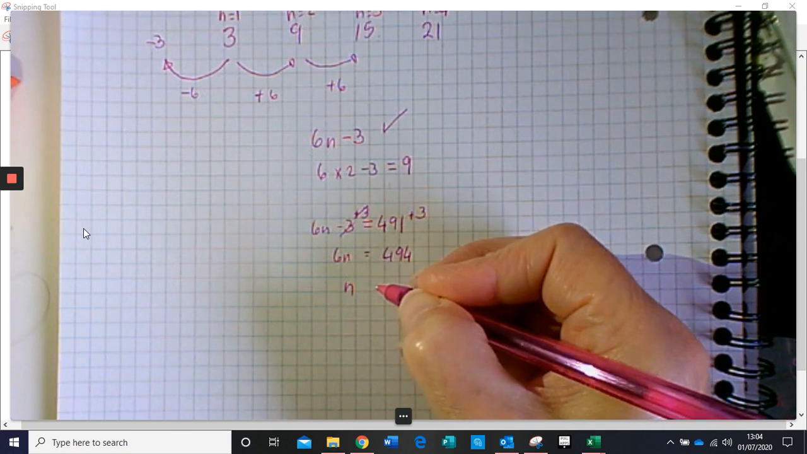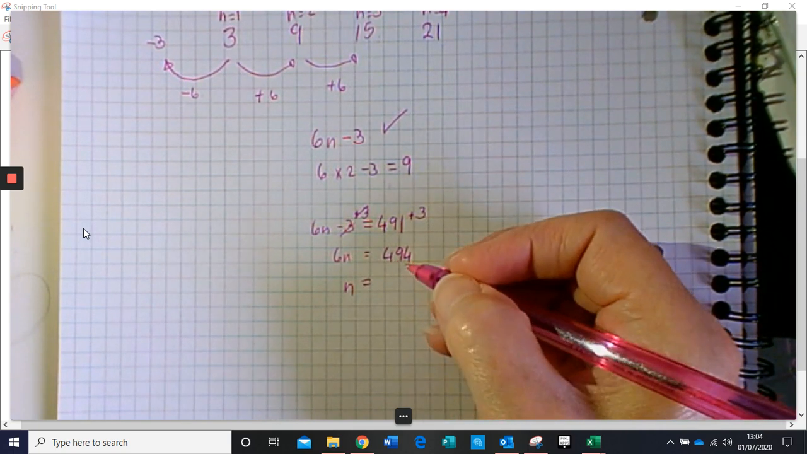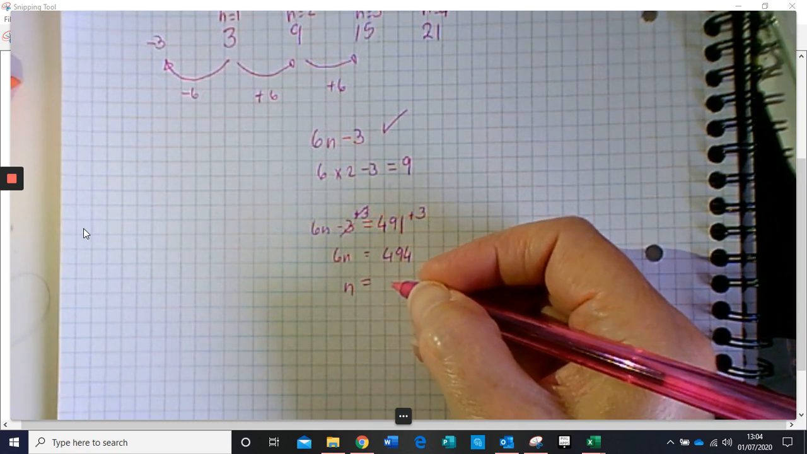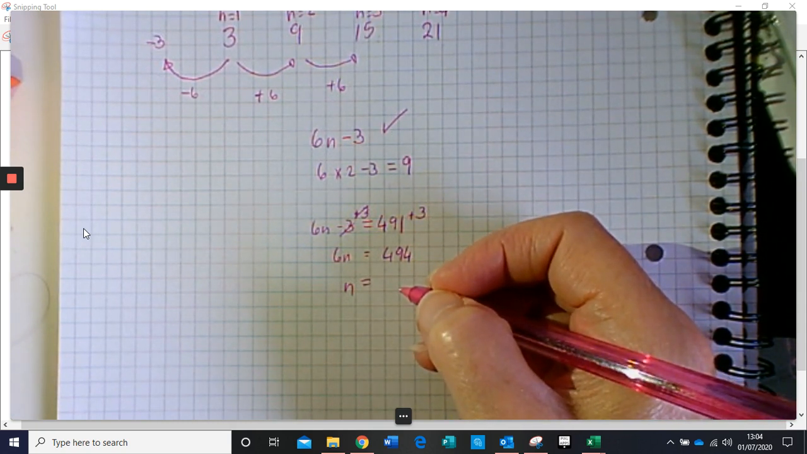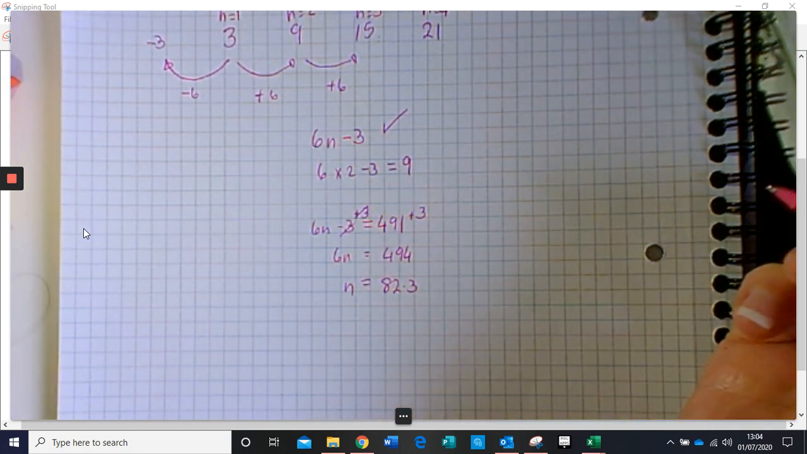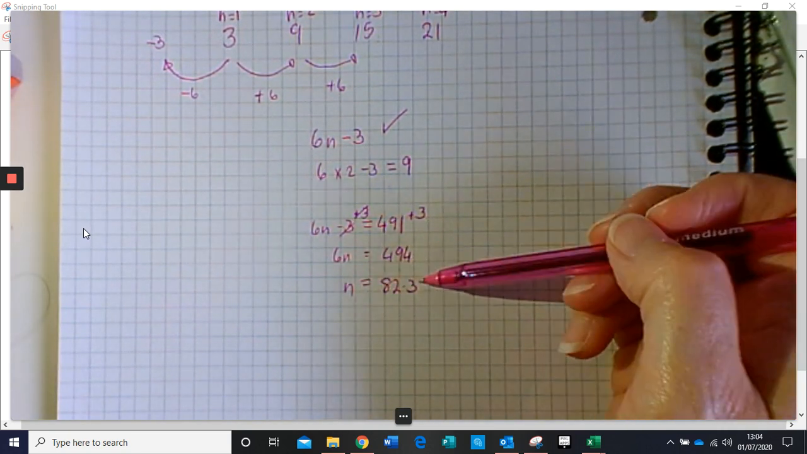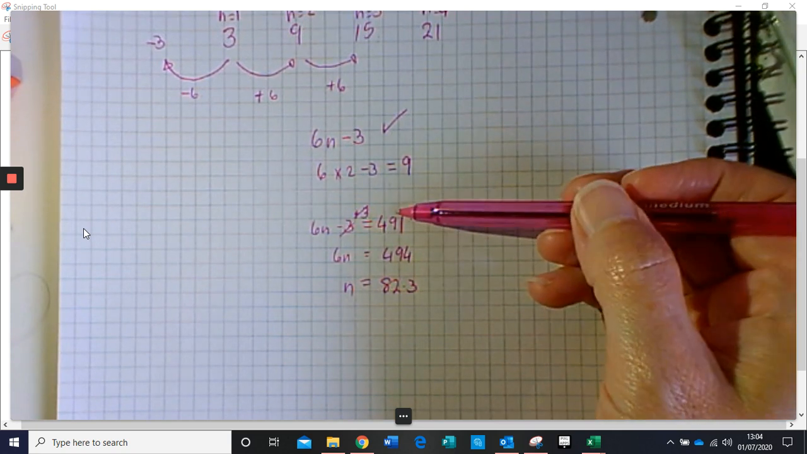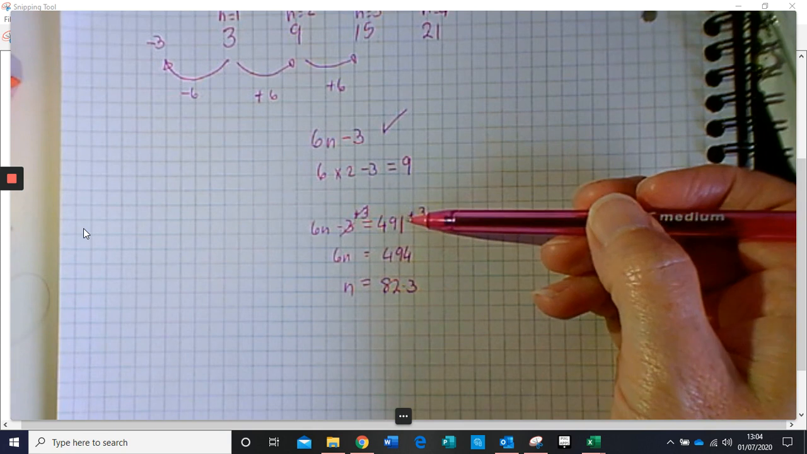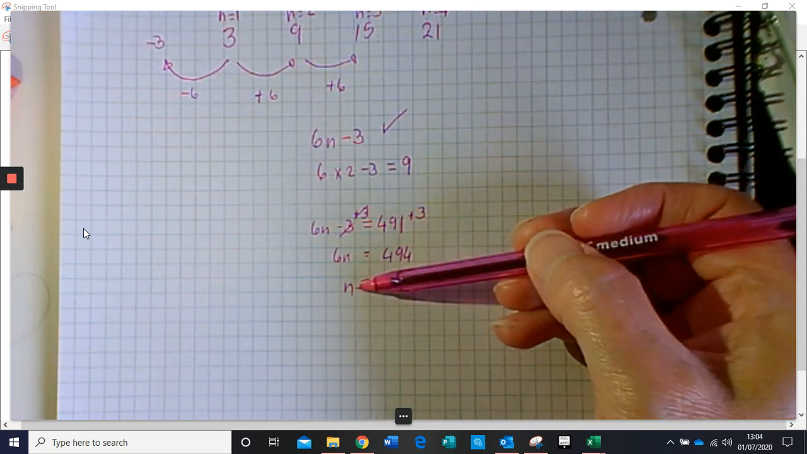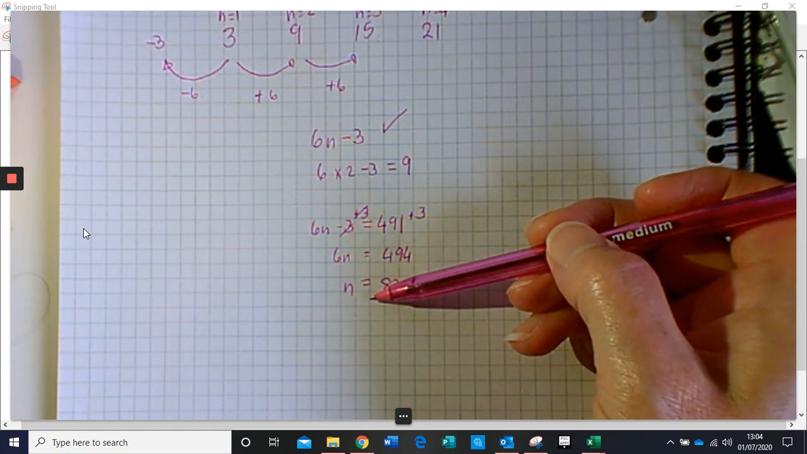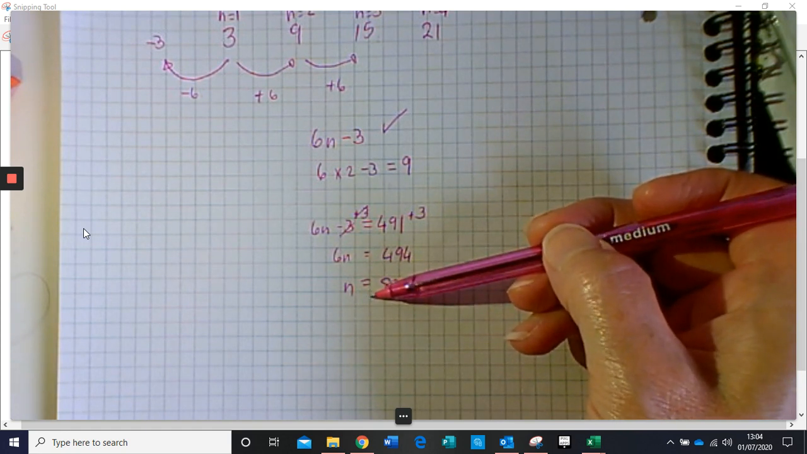And 494 divided by 6 is going to give me 82.3. Okay, worked it out earlier. So 491 isn't a term in the sequence because in order for that to be a term in the sequence, n would have to be a whole number. And that is what you would write in your answer as an explanation.